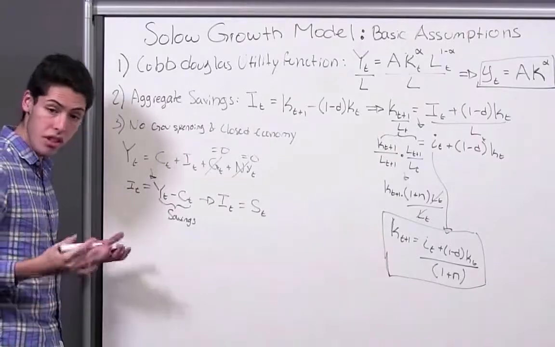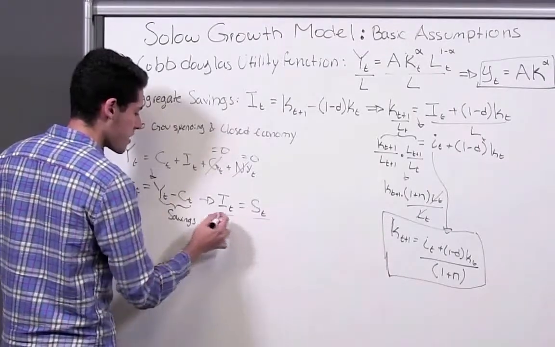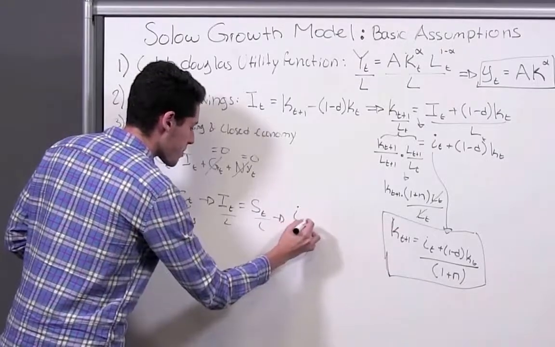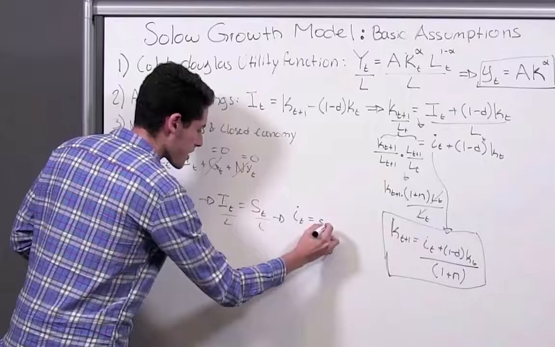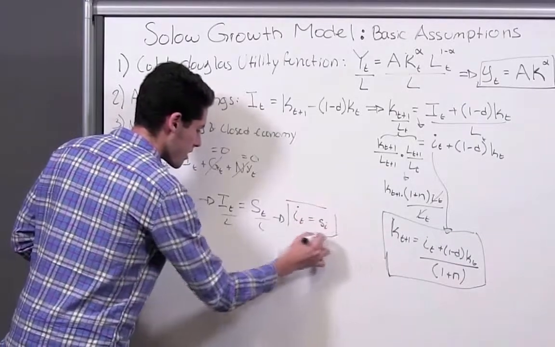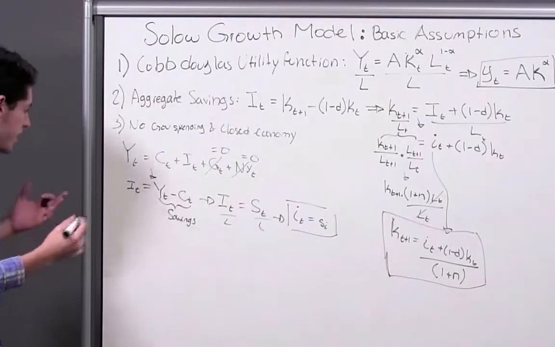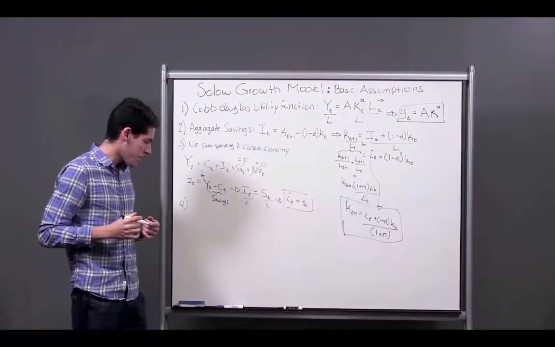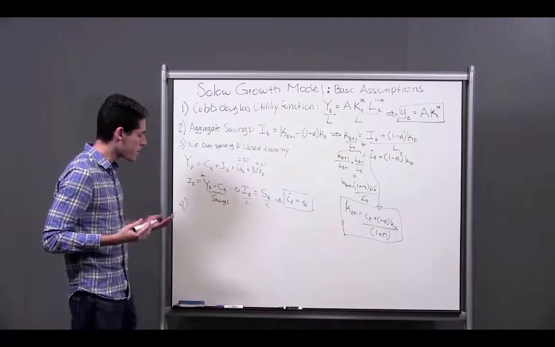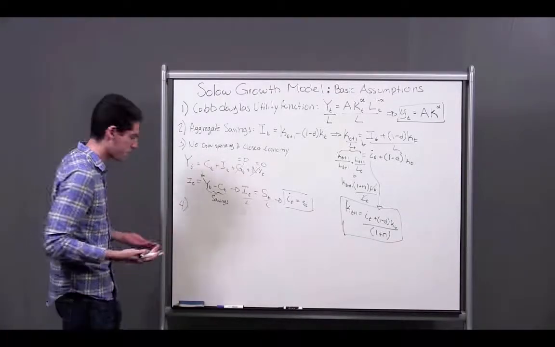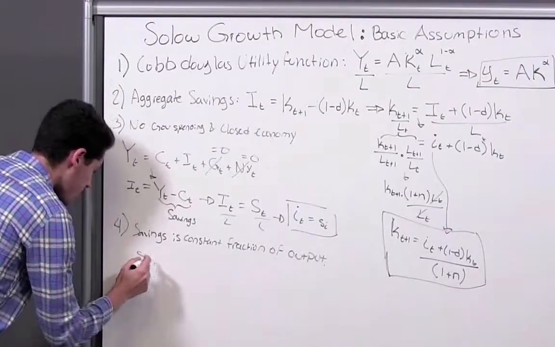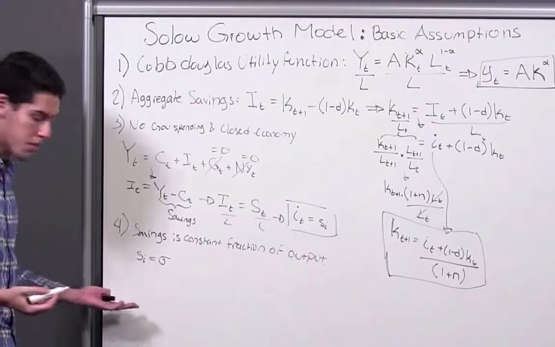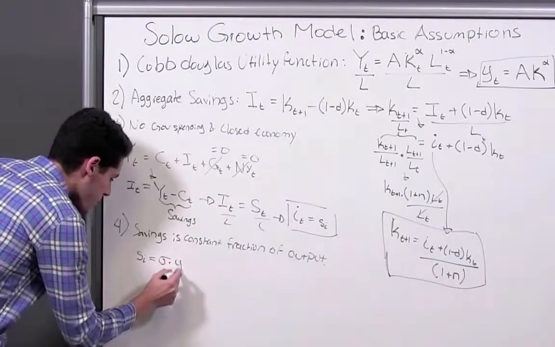And once again, we're going to turn it into a per capita function, so divide both sides by L. And so we'll have investment per capita is just equal to savings per capita. Right there. And then our last assumption. What is our last assumption? Our last assumption is essentially savings is going to be a constant fraction of output. Little s, savings per capita, is just going to be some savings rate that we will call sigma times our total output.